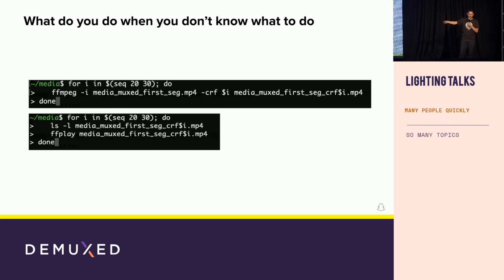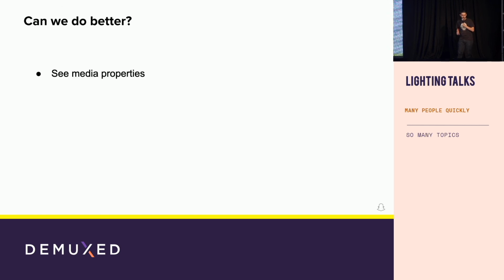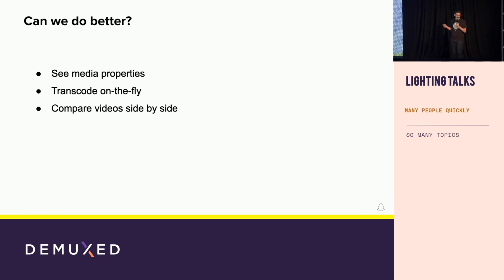It's very easy. Just do shell script. You try it, and then just check the ls there. It's just to see the size of the file. Then you play it. Of course, this doesn't scale very well. I don't recommend it. So we thought that we'd need a tool in which we could see the media properties. We could transcode on the fly, and we could compare video side by side.